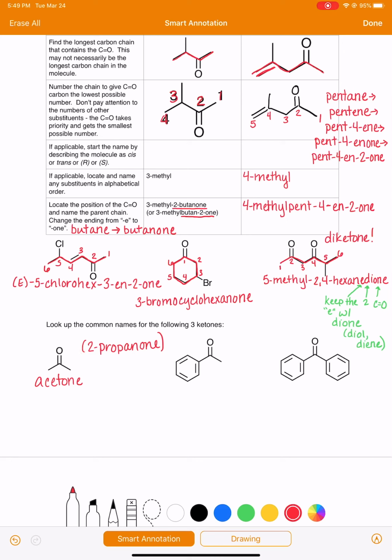The next one you should remember from last quarter, this is acetophenone. This was one of the benzene derivatives that I asked you to memorize. And the last one, some of you might be familiar with this because we use this a lot as an unknown. This is benzophenone, and it was one of the unknowns that we used in 251.